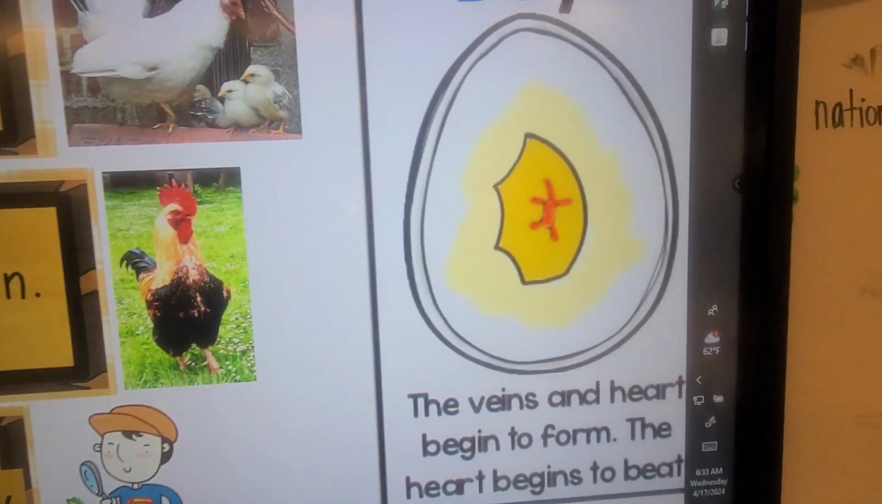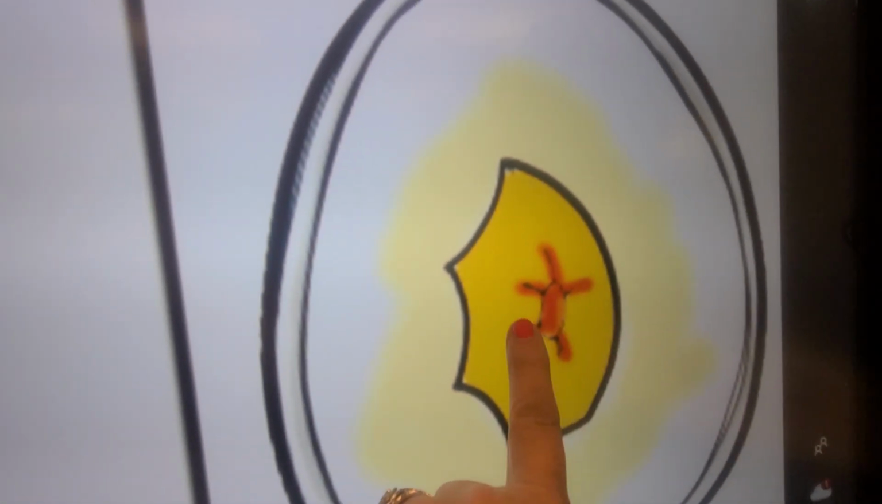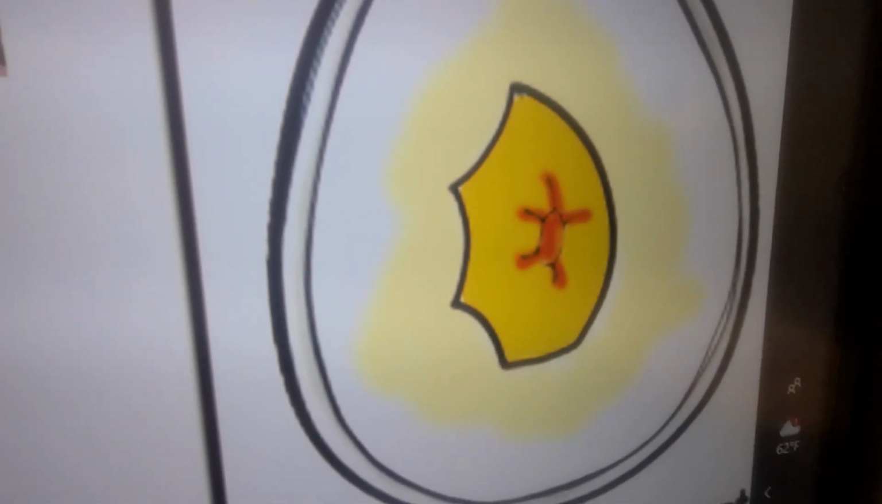On day 2, the veins and heart begin to form. The heart begins to beat. We had some wonderful writing yesterday about if you were this chicken stuck inside this egg, and what it would sound like in there when you first heard the heart begin to beat. Da-dum, da-dum, da-dum. And what you might think that is.